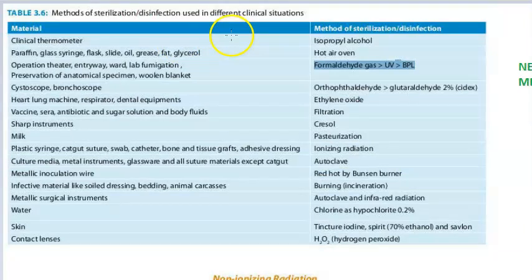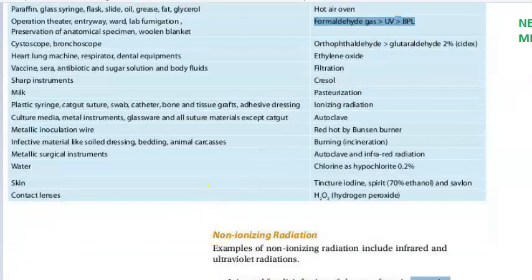See, when it comes to operation theater and all, they're talking about formaldehyde gas, okay? And one more thing you can remember for operation theater is UV light, non-ionizing radiation, okay? Formaldehyde and UV you remember, okay?